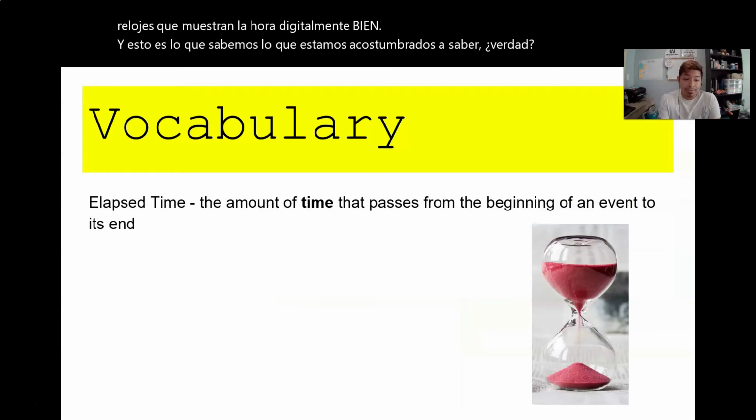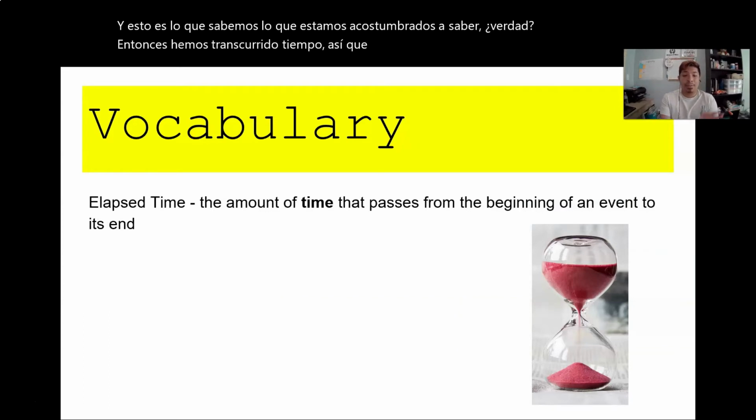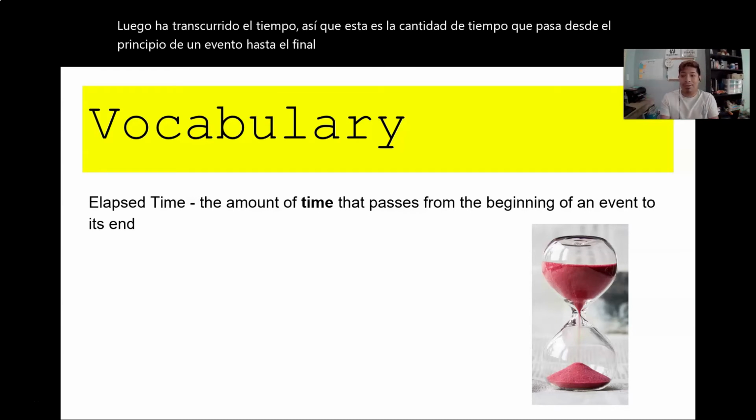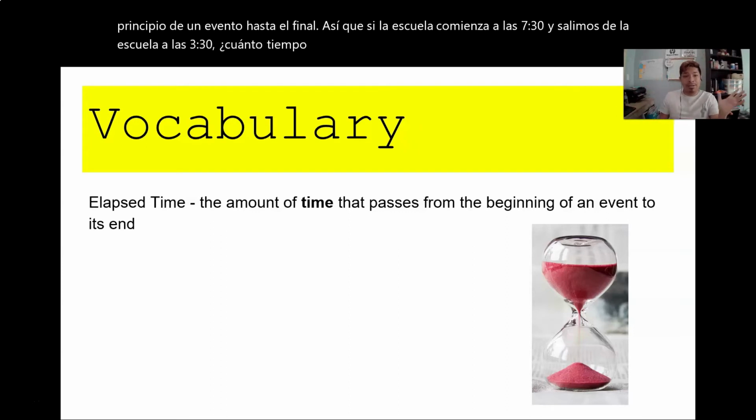Then we have elapsed time. This is the amount of time that passes from the beginning of an event to the end. So if school starts at 7:30 and we got out of school at 3:30, how long does that take? The beginning time is 7:30. The ending time is 3:30.